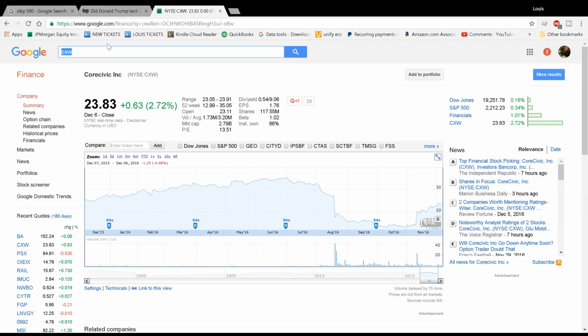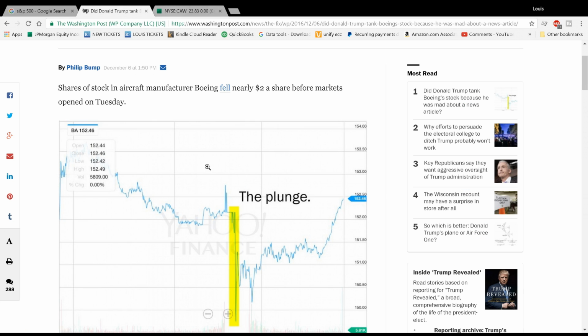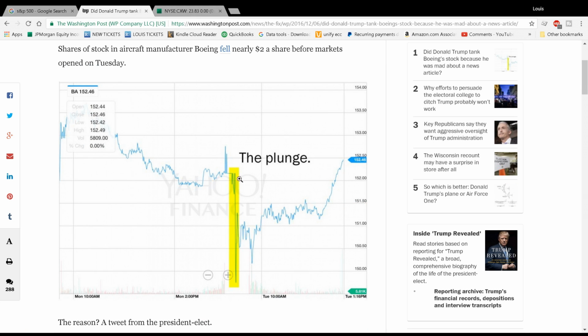If you're viewing this video far after the date of December 6th, 2016, just Google Boeing stock tank in December 2016, and you'll probably see the same funny articles that I'm linking to here. Like look what they do with the graph. They highlight it in yellow and they make it look like, oh my God!